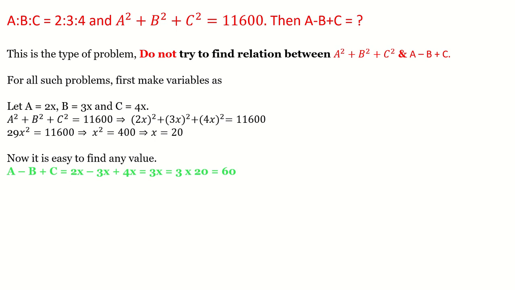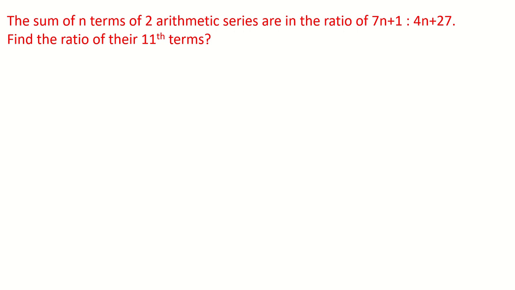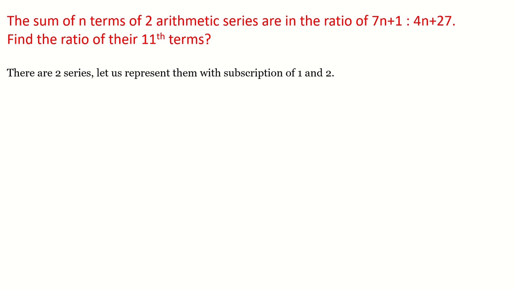Okay. Next. The sum of n terms of two arithmetic series are in the ratio of 7n plus 1 to 4n plus 27. Find the ratio of their 11th terms. So basically you have two series S1 and S2. The sum of n terms is in the ratio of 7n plus 1 to 4n plus 27. Now we need to find the ratio of their 11th terms.